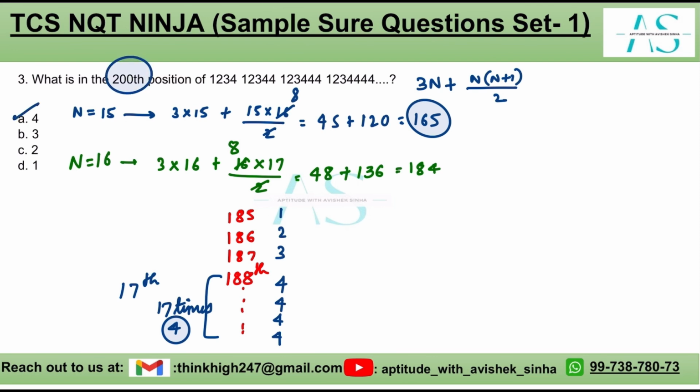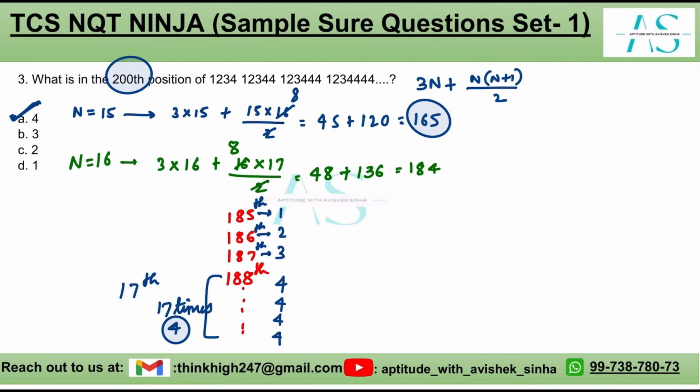Suppose this question was, what will be at the 185th position? The answer would have been 1. 186th position, the answer would have been 2. 187th position, the answer would have been 3. 184th position, the answer would have been 4. 200th position, the answer is again 4. I hope you are able to follow this.